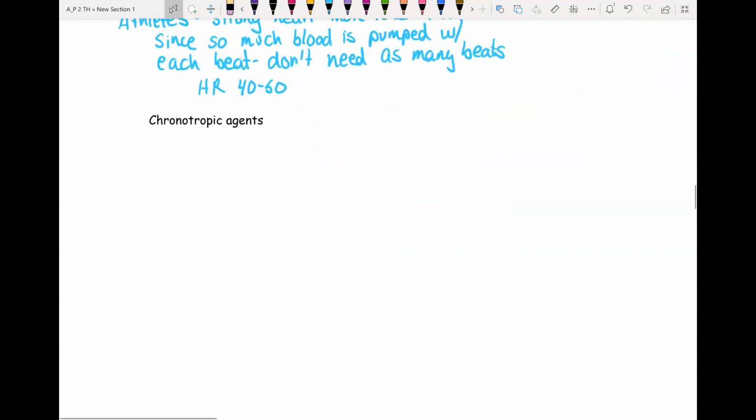Okay, now let's look at chronotropic agents. So if we break this word down, chronotropic. Chron means time. Think of chronology. It means putting things in order of time. So chronotropic agents are things that will alter your heart rate. Heart rate is about time. It's beats per minute. So chronotropic agents are going to alter heart rate.